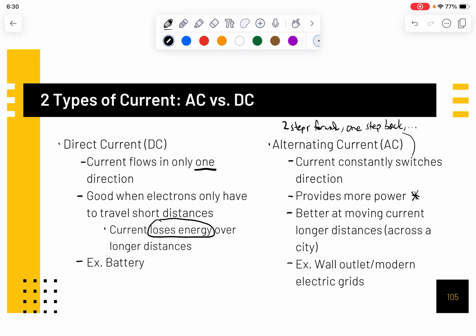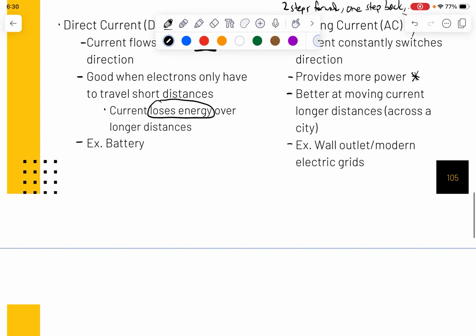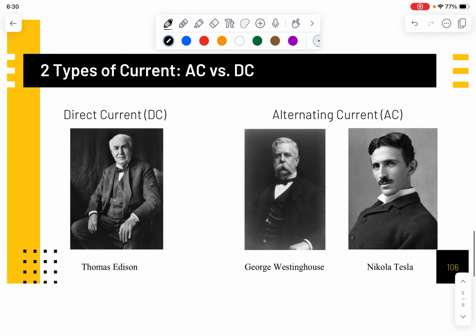Now, back in the late 1800s, there was a big debate going on about whether we should set up our electrical grid with DC current or with AC current. There were a couple of key, very famous players in this debate. Thomas Edison, the inventor of the light bulb, was in favor of using DC current. The one drawback was that DC is only good over short distances. If we wanted to power the electrical grid of an entire city, there would need to be a power plant or power station every mile or so to produce that power.